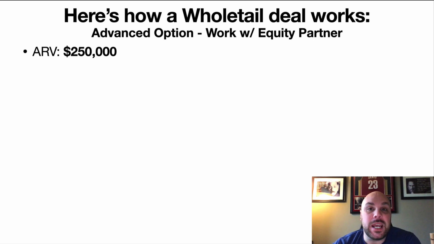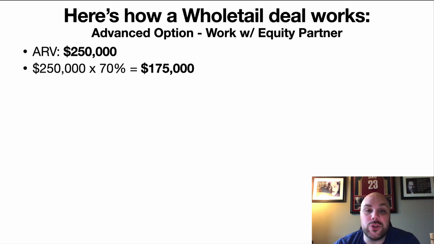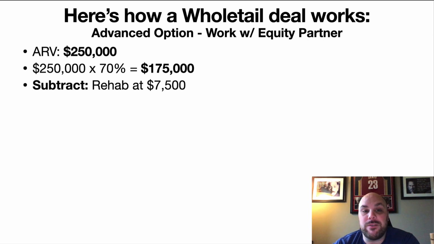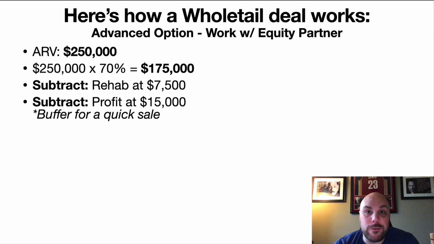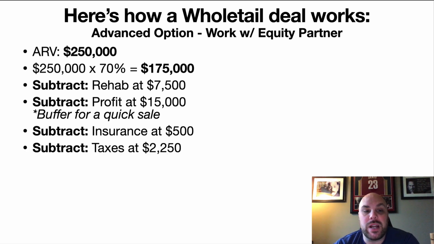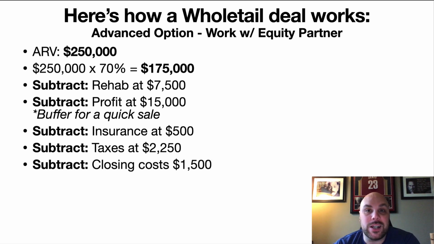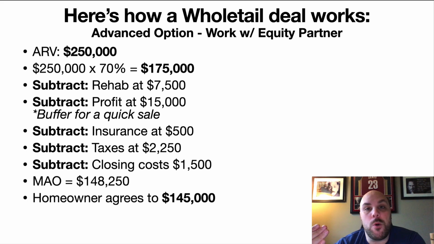We're going to stick with the same example here, $250,000, and that equates to $175,000 when we're using our formula at 70%. Subtract the rehab, which is $7,500. We're going to have a buffer in there for our profit of $15,000. We're going to subtract insurance at $500. We're going to subtract taxes at $2,250. We're going to subtract closing costs at $1,500. And our maximum allowable offer is $148,250.